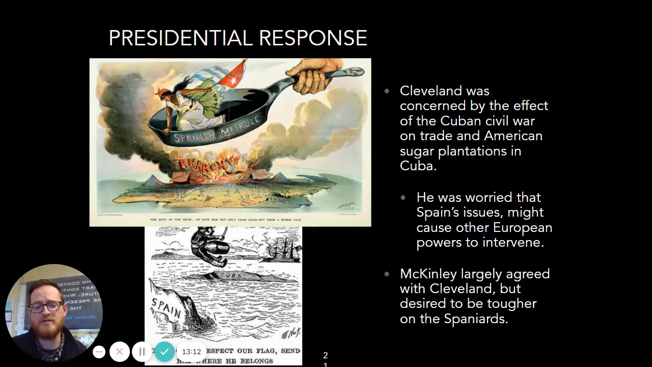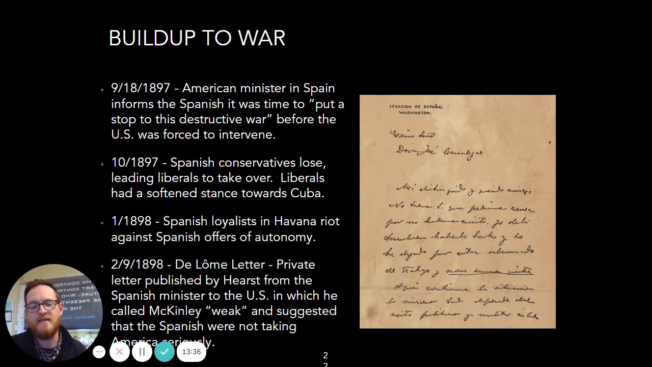So what was the presidential response in this situation? Grover Cleveland was concerned by the effect that the Cuban Civil War could have on trade and American sugar plantations within Cuba. He was worried that Spain's issues also might cause other European countries to intervene in the area, which he did not want to do. McKinley would largely agree with Cleveland, but desired to be tougher on the Spaniards because you have a switch in presidents during this time. So what is the buildup to the Spanish-American War?